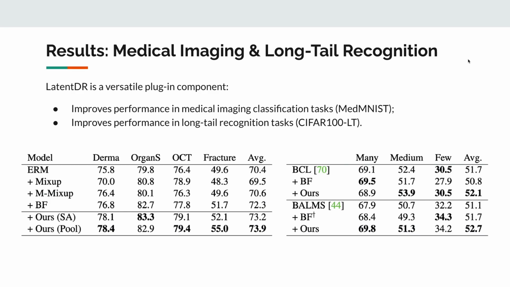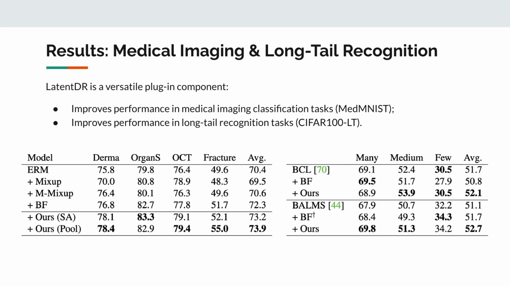We further validated the versatility of LatentDR on 2 other tasks, and we found that LatentDR can improve the performance in medical imaging classification tasks by augmenting images with strong domain shifts, and can also improve the performance in long-tail recognition tasks by adjusting the data balance in the latent space.